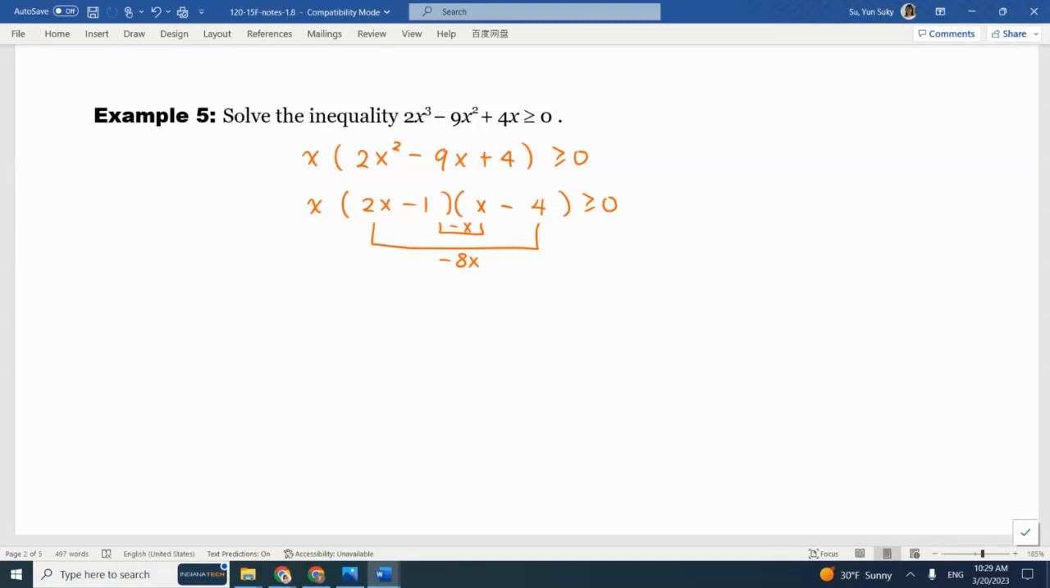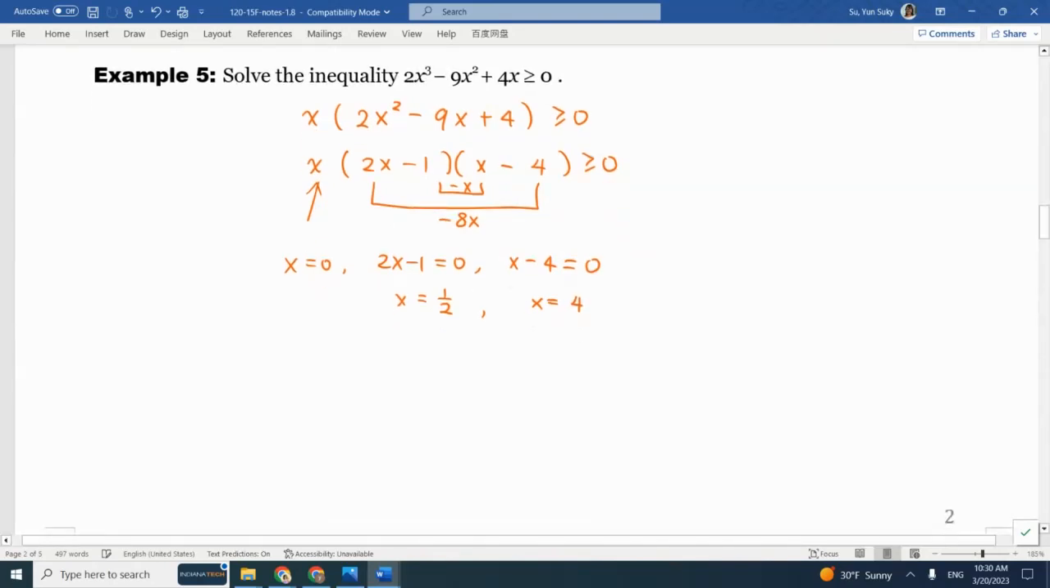Good. So now we set each factor equal to 0. So x is 0. 2x minus 1 is 0. x minus 4 is 0. Okay, how about you take turns to answer my questions? Come on! 2x minus 1 is 0. What is x? Good. So we add 1 on both sides and divide it by 2, we get 1/2. Evan! x minus 4 is 0. What's x? Yes.